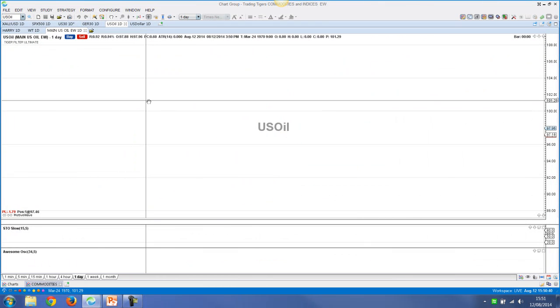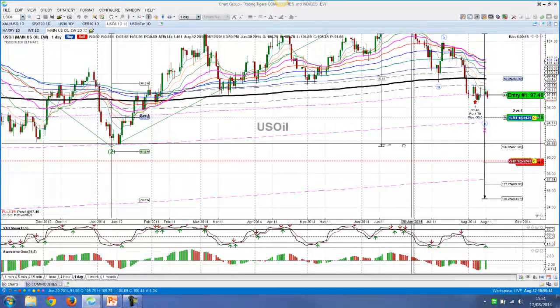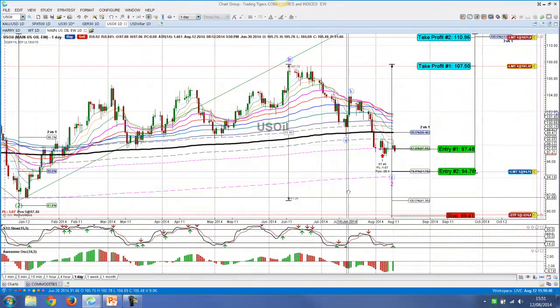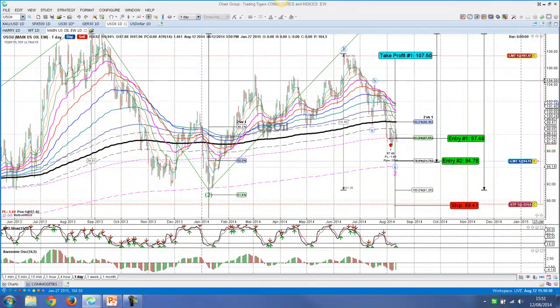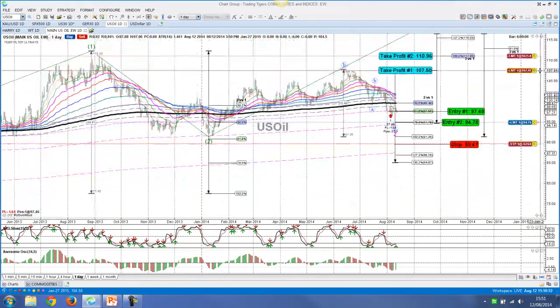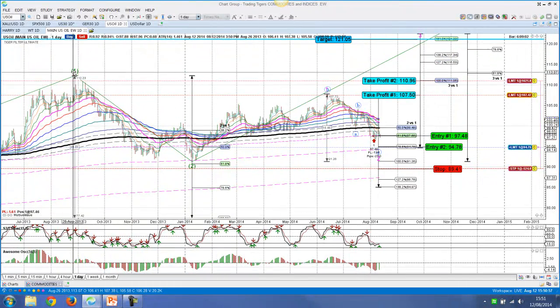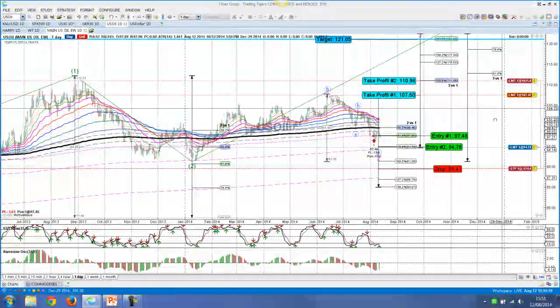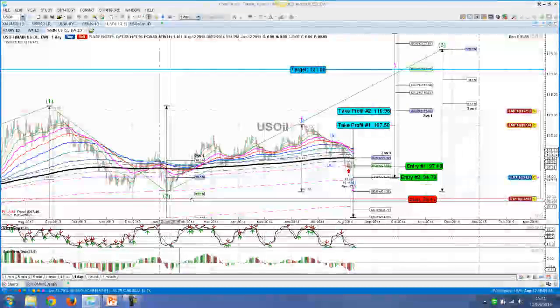Now let's move to the US oil. That's following the WTI oil. Right now we're looking, if I squeeze this down a little bit, bring it down, right, so what we can see 1, 2, and we're in the wave 3 of the intermediate. That's green and in brackets.